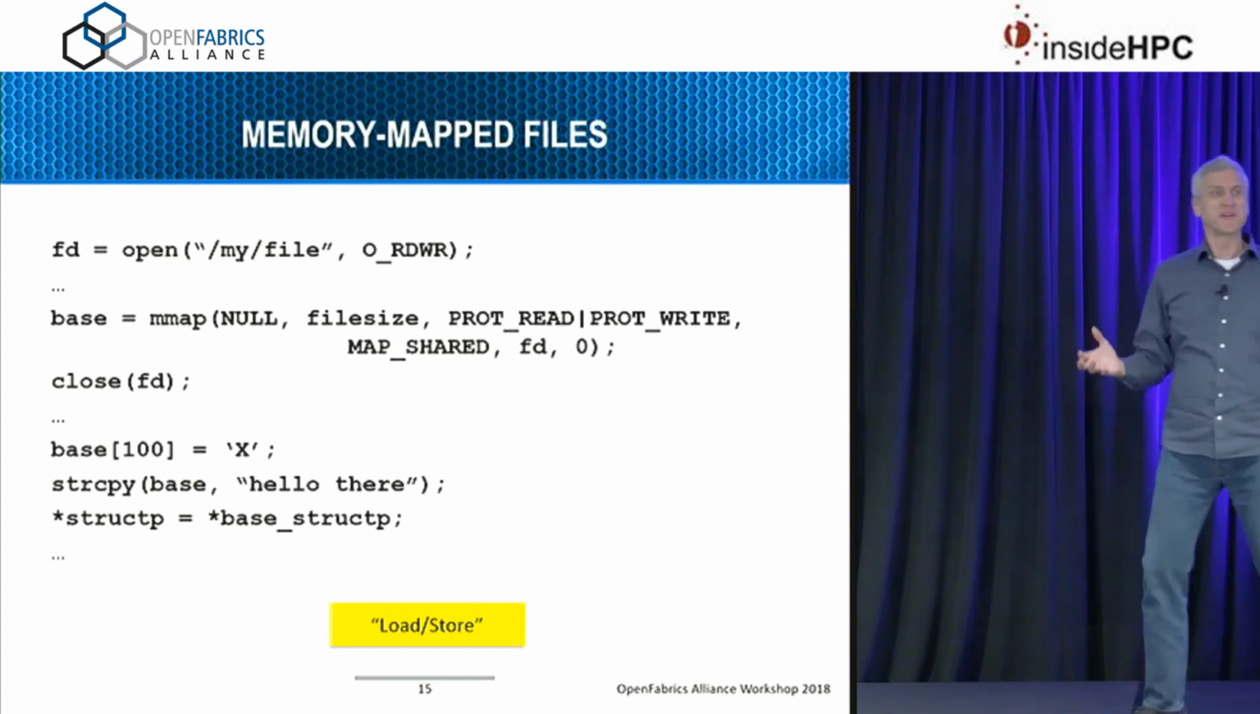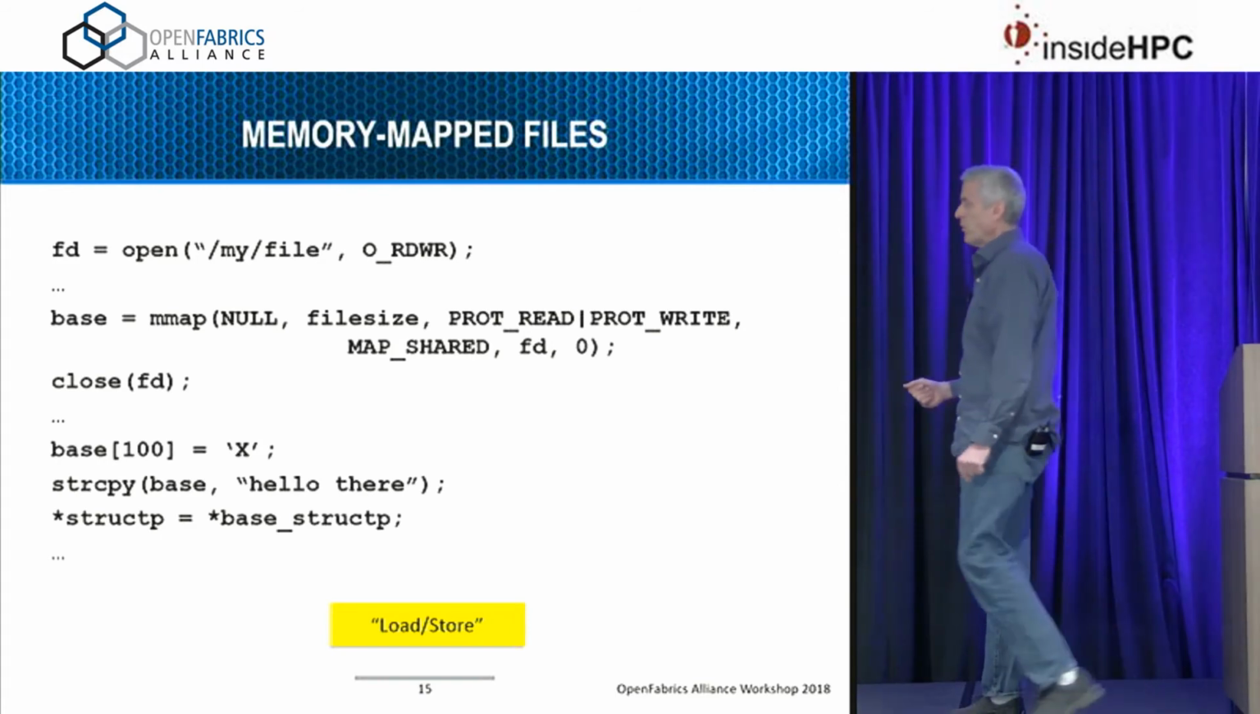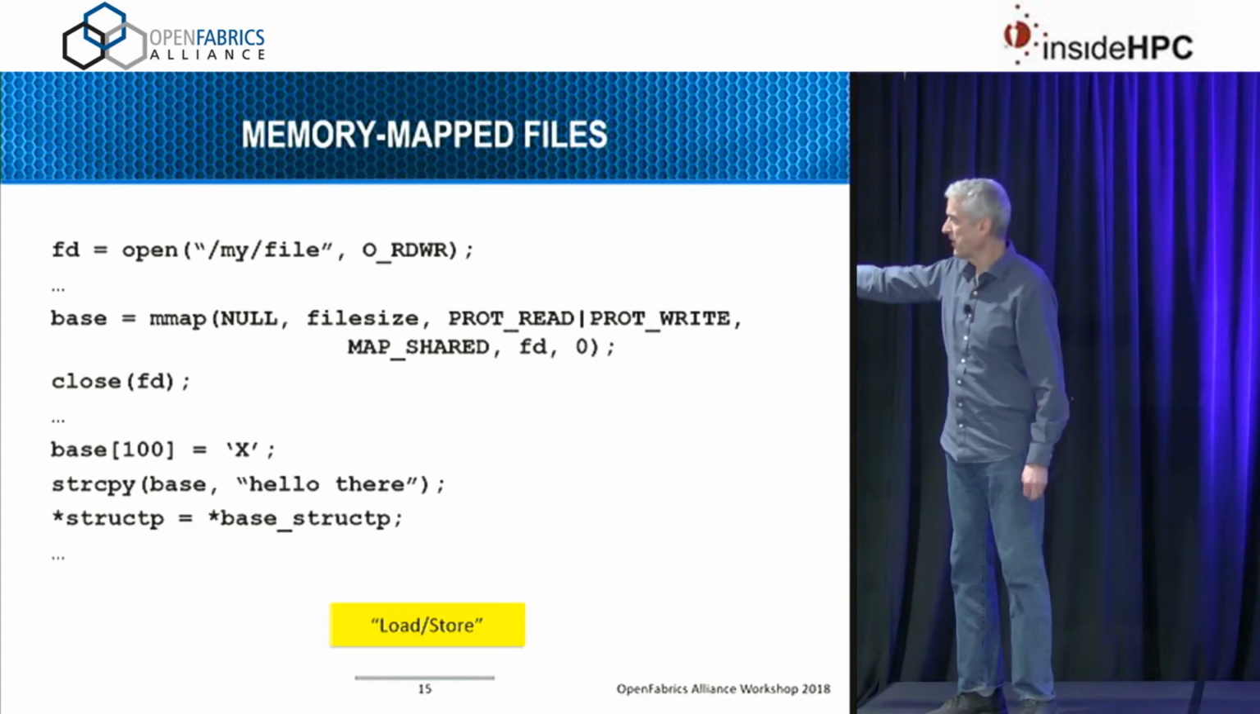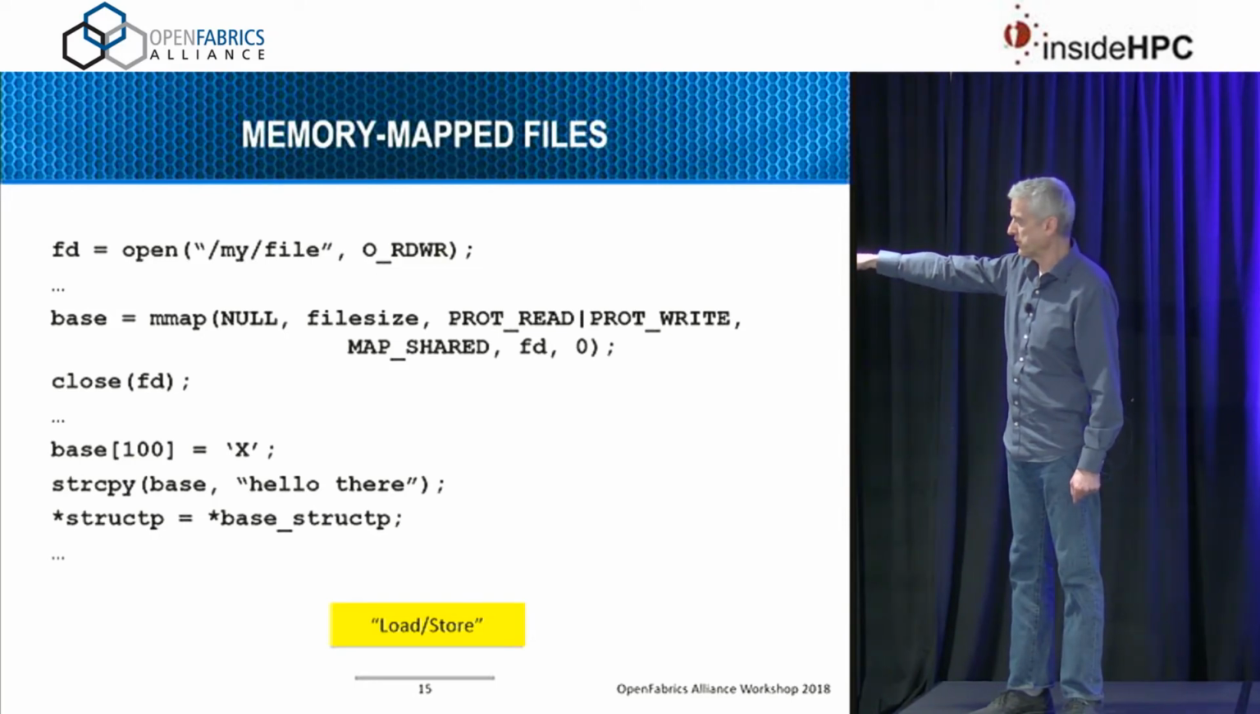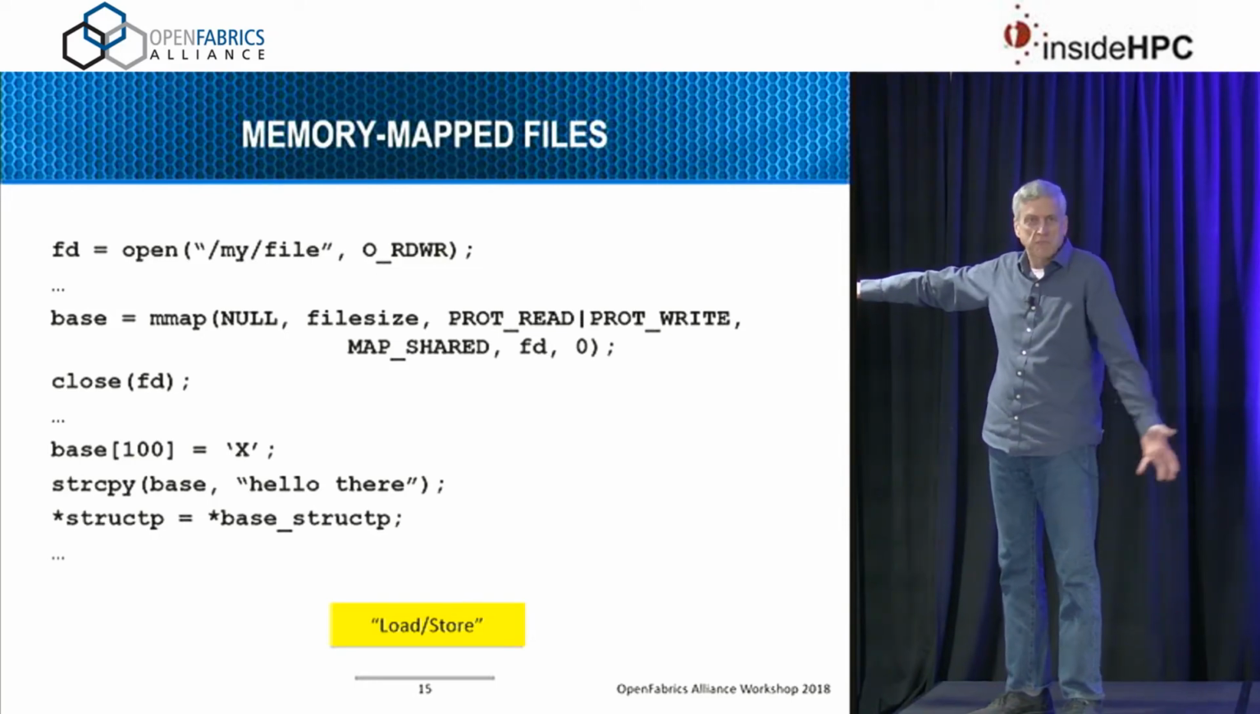Well, persistent memory is accessed like memory. So I want to be able to add it to my address space so I can do things like strcpy to it or assign to it. And I call this load store access.